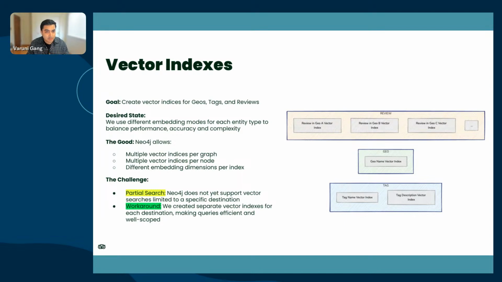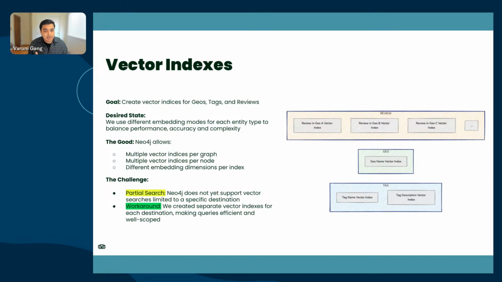Now that the data is in Neo4j, our next step was to make it semantically searchable and start with vector indexes. Our goal was to create vector indexes for different nodes in the graph. The core entities, geos, tags, and reviews that we shared before, are each different in structure and meaning. And embeddings help us capture those semantic similarities. The model can understand that NYC and New York City refer to the same location, and that live music and music venues are related tags.